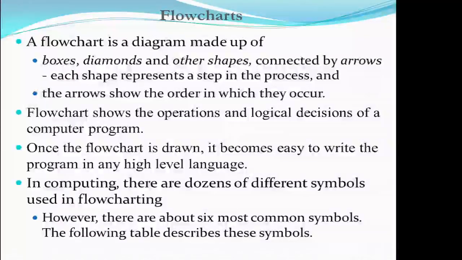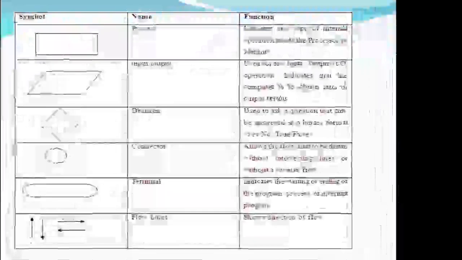Okay, in computing there are dozens of different symbols, which means in computer science there are a lot of symbols used for drawing flow charts, but we have to know especially these 6 at this level. So let us see them.